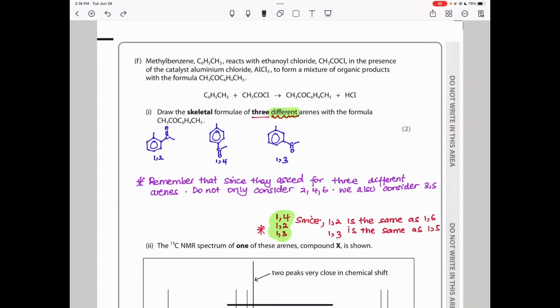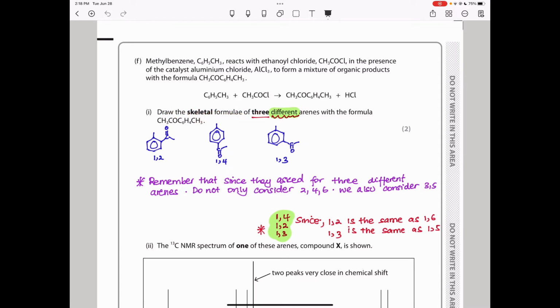Methylbenzene. Here we have methylbenzene. They've given us the formula. It reacts with ethanoyl chloride, in the presence of a catalyst, aluminium chloride, to form a mixture of organic products with the formula that. So let's see. This is the reaction they've given us. Okay, let's continue.